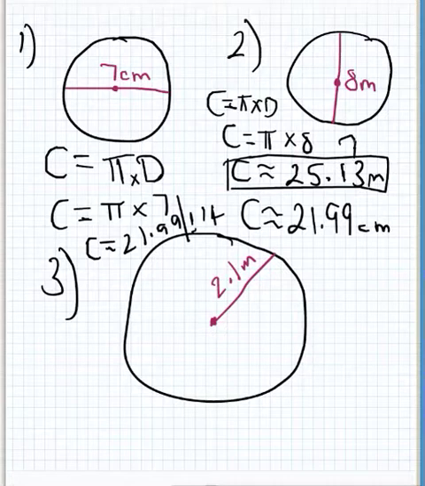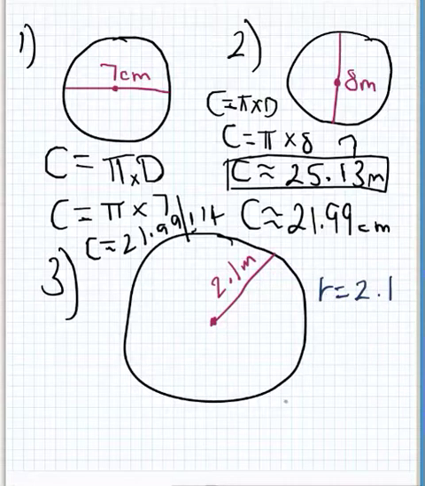Now, try the last one before I do it. And remember, always check, are we given the diameter or are we given the radius? So for this one, you can see we are given the radius. So I'm going to write that here. We've got R is equal to 2.1, just so I don't forget that it's not D, it's the radius.